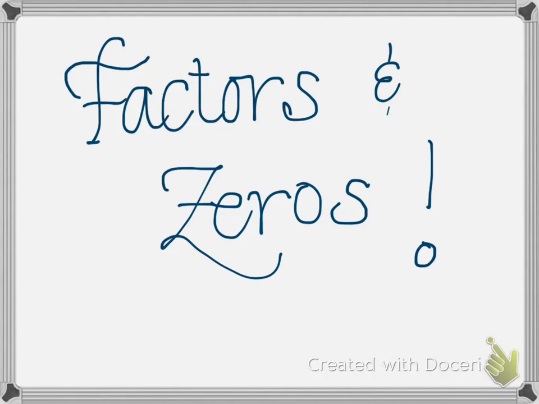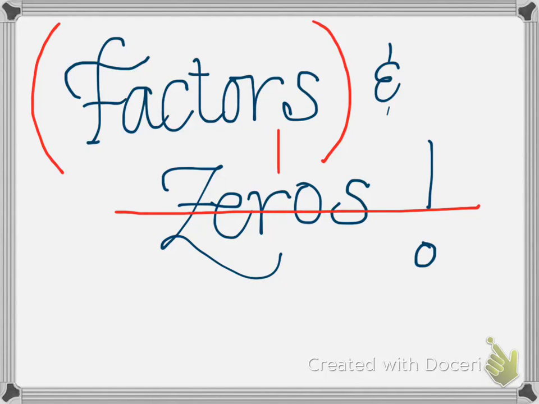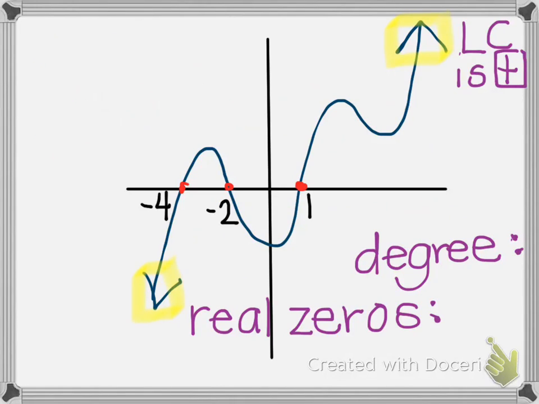So we are talking about factors and zeros. Let's clarify some terms again. Factors, you want to think parentheses when you see factors, and zeros are what happens when a graph crosses the x-axis. So think of it that way. Factors are parentheses, zeros are the points where it crosses the x-axis. So let's look at just a general sketch real quick.